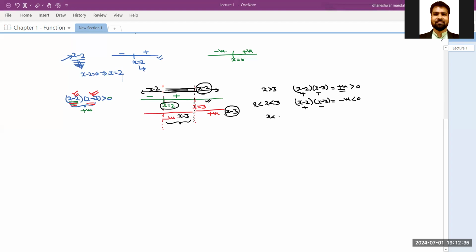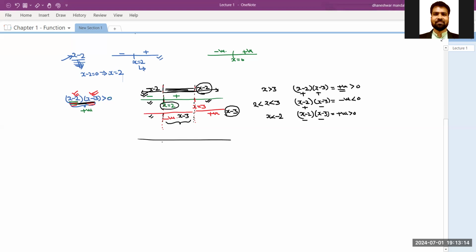If I take a number which is less than 2, then in this region x minus 2 is also negative, and x minus 3 is also negative. So if I multiply negative with negative, then I get a positive sign again. It means this term is greater than 0. So if I want to calculate the solution of this inequality, then surely I know that lots of points are there. But what are the points?